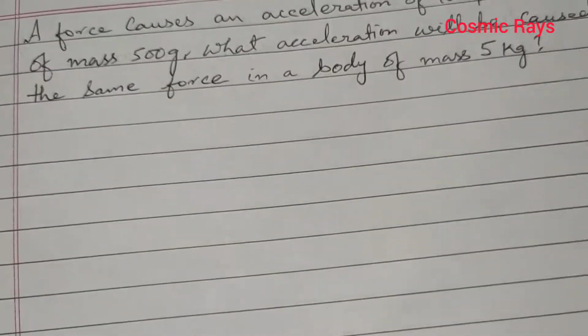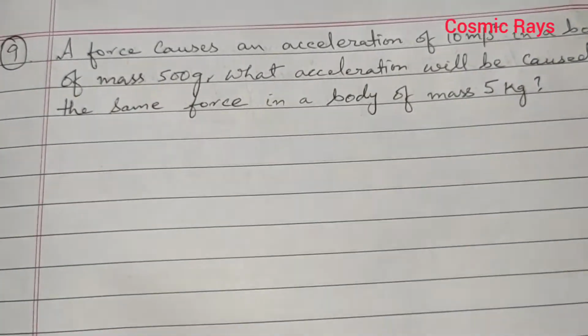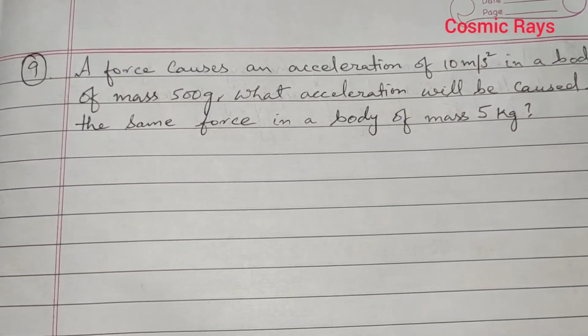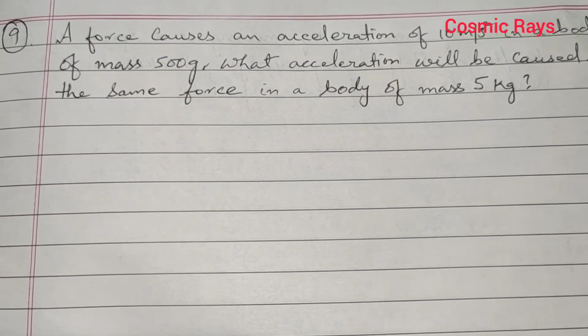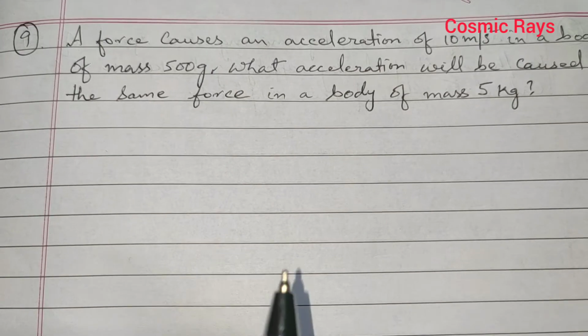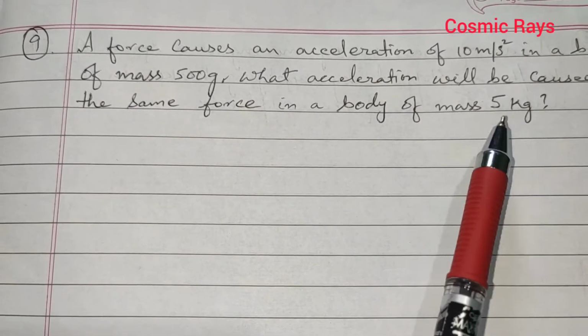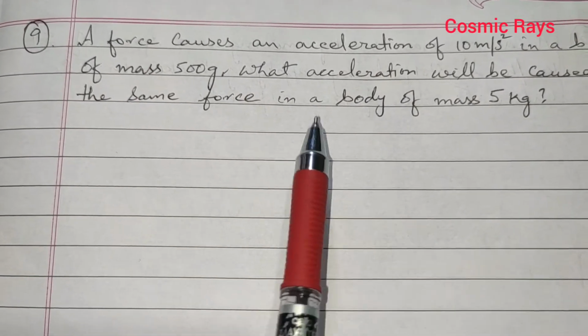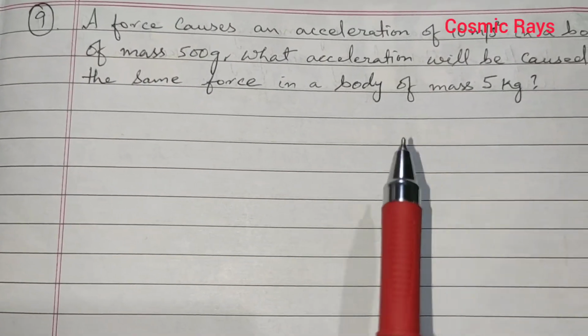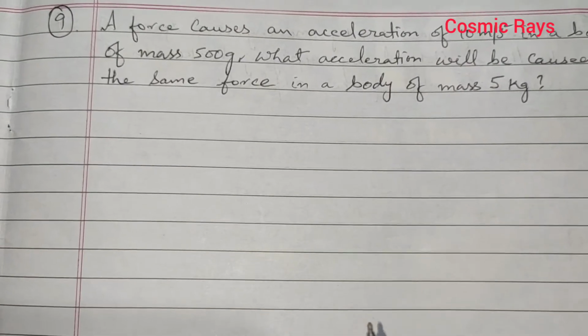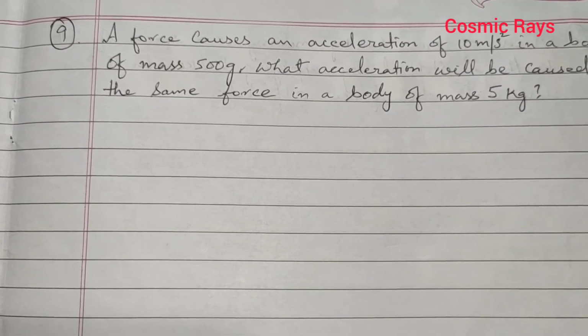Now after this we go to the next type of question, that is question number 9, which says a force causes an acceleration of 10 meter per second square in a body of mass 500 grams. What acceleration will be caused by the same force in a body of mass 5 kg? So force remains the same. Then if the mass of the body changes, what will the acceleration produced be?